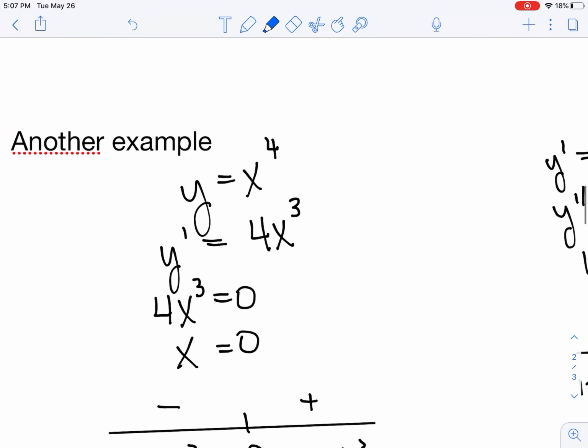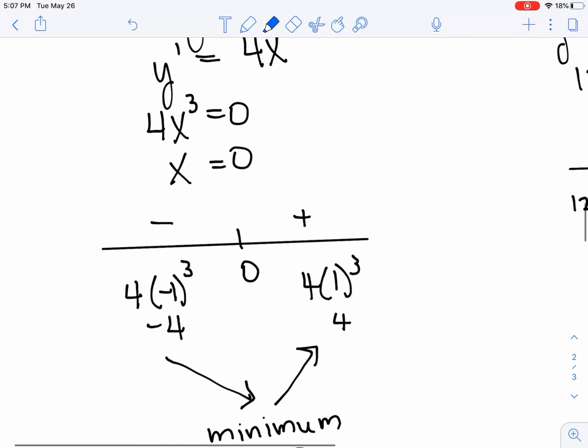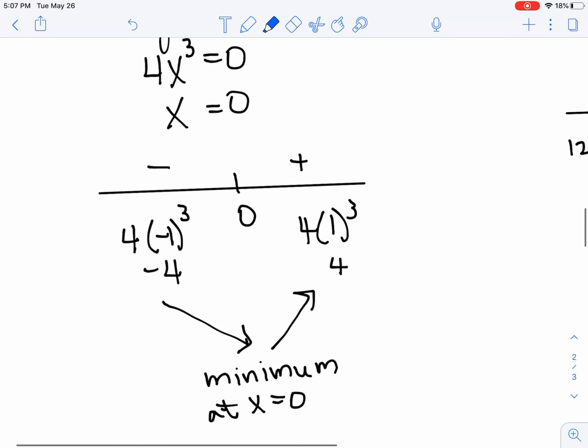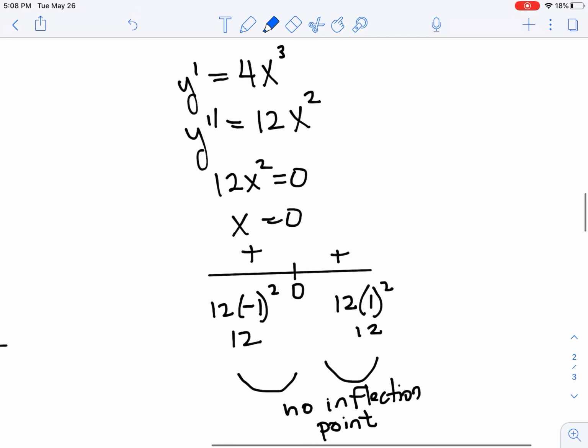So I have y equals x to the fourth. So I take the derivative of that and I get 4x to the third. And I solve that, I get x equals 0. So I have to the left and to the right, negative, positive. So negative is going down, positive is going up. So there's a minimum.